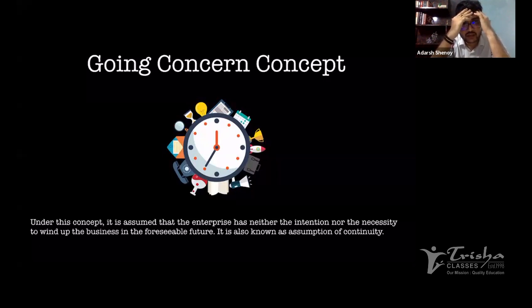Depreciation is reduction in value of asset. Every asset's value reduces over time. That is known as depreciation.